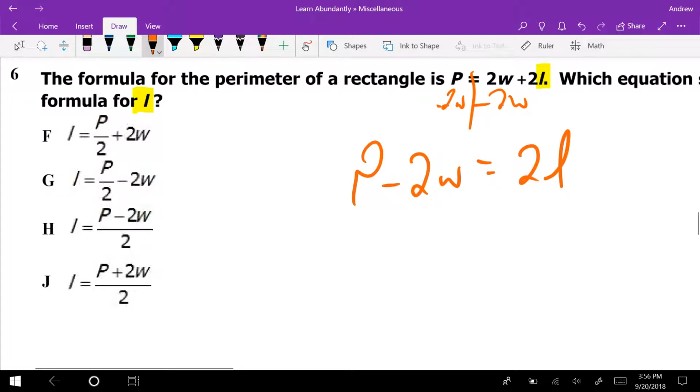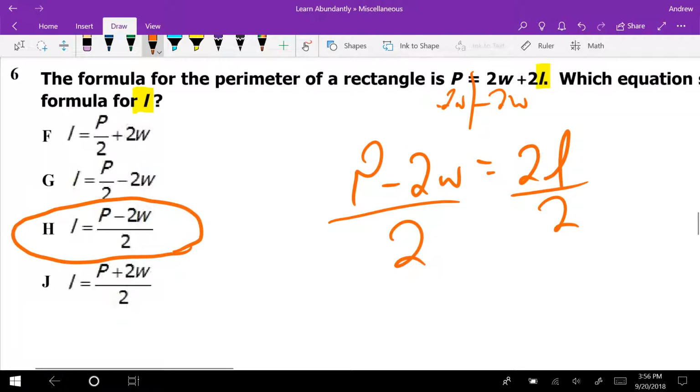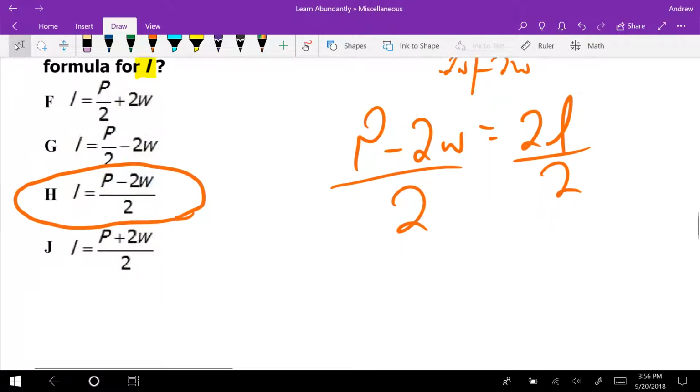And then we need to get the L by itself, so I'm just going to divide by 2. So I'm going to divide the whole side by 2. You could have split it up and done p divided by 2 and 2 divided by 2 and done 2 terms. But if you look over here, our answer is actually right there. So I saw some people get this wrong because they got focused on having it p over 2 minus w. And they couldn't tell that, oh, the answer is right there.